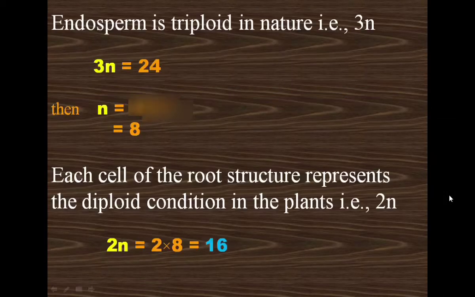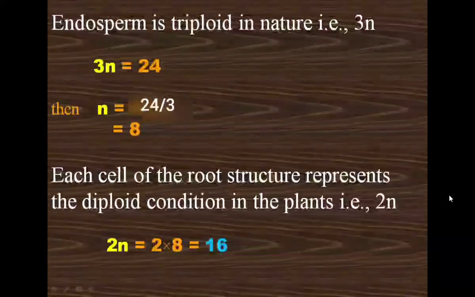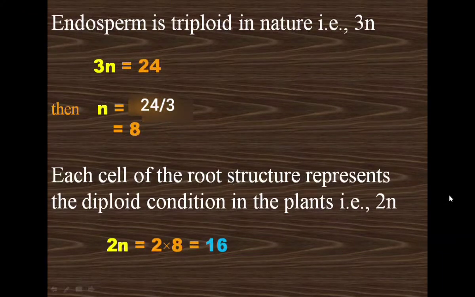Endosperm is triploid in nature, that is 3n. So, 3n equals 24. Then, n equals 24 by 3 equals 8. Each cell of the root structure represents the diploid condition in the plants, that is 2n. So, 2n equals 2 times 8 equals 16.